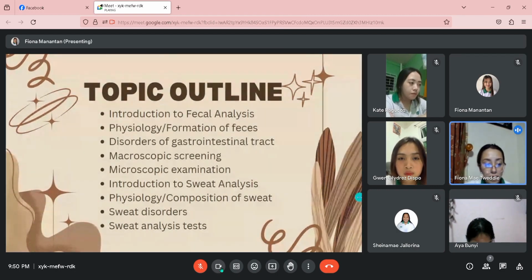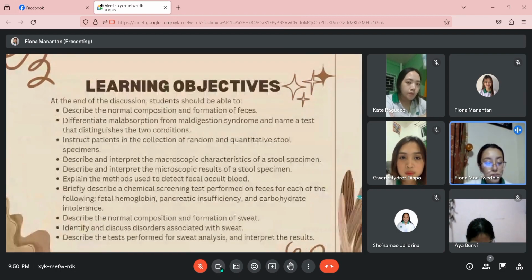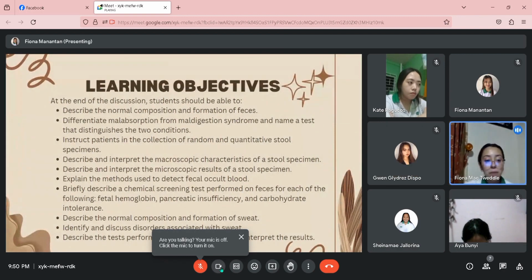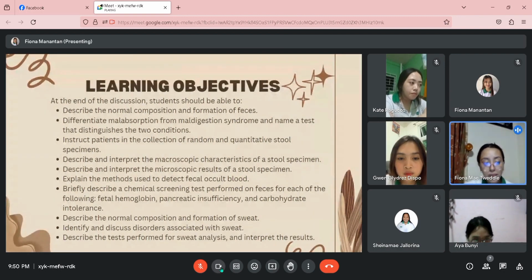fecal occult blood, briefly describe a chemical screening test performed on feces for each of the following: fetal hemoglobin, pancreatic insufficiency, and carbohydrate intolerance. Next, describe the normal composition and formation of sweat, identify and discuss disorders associated with sweat, and lastly, we should be able to describe the tests performed for sweat analysis and be able to interpret the results.